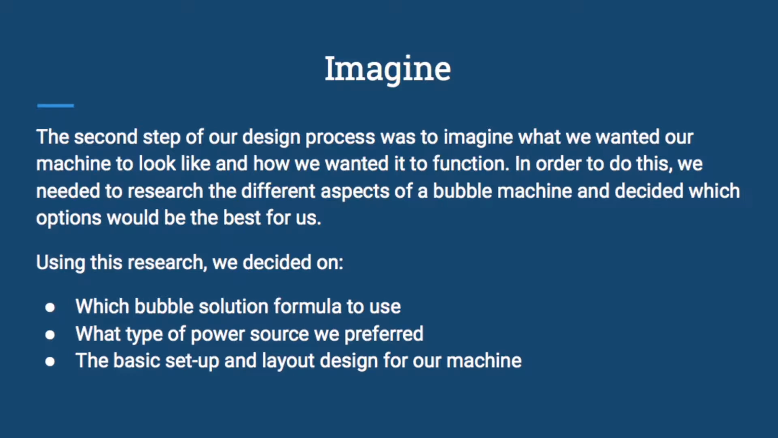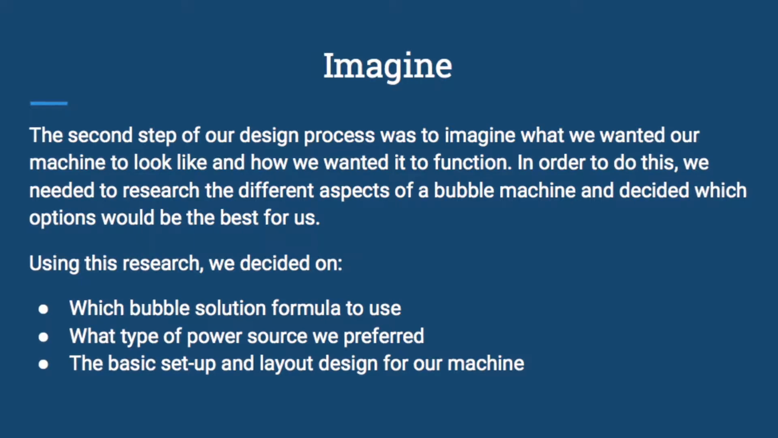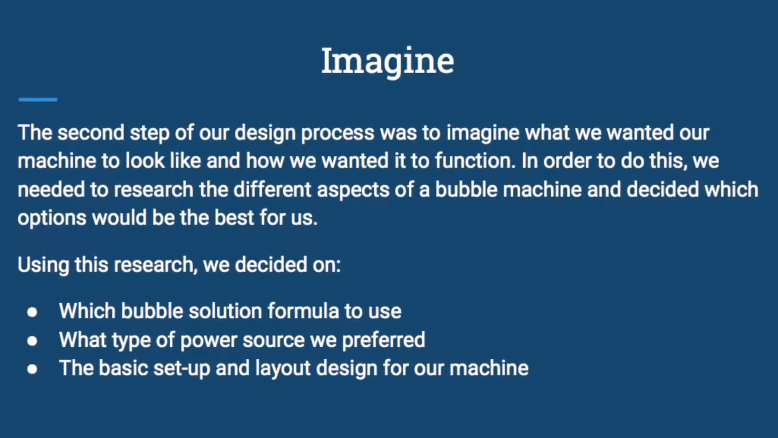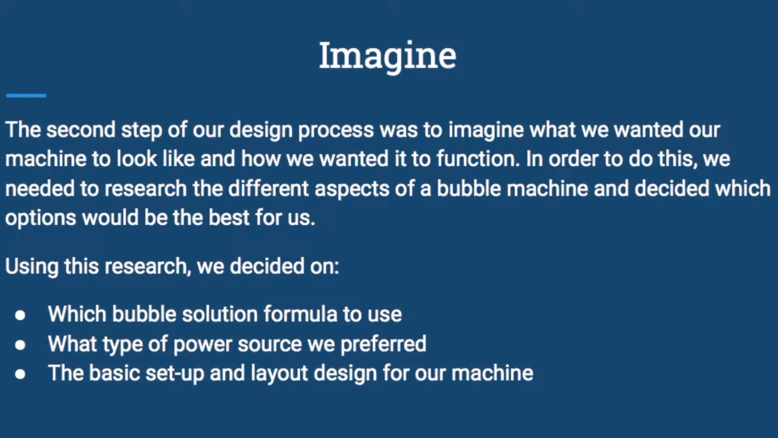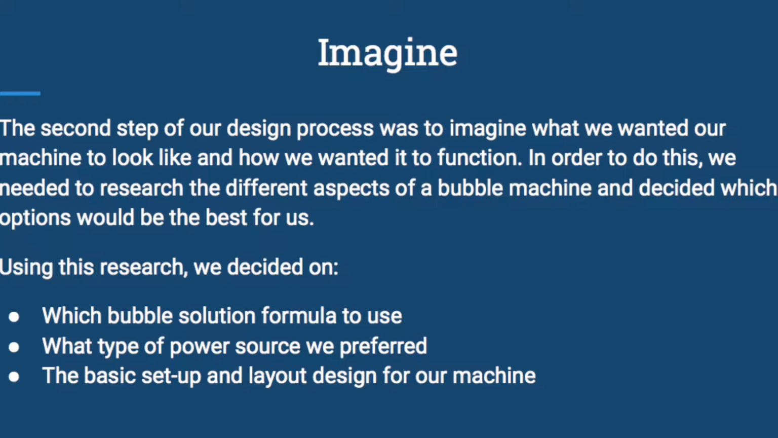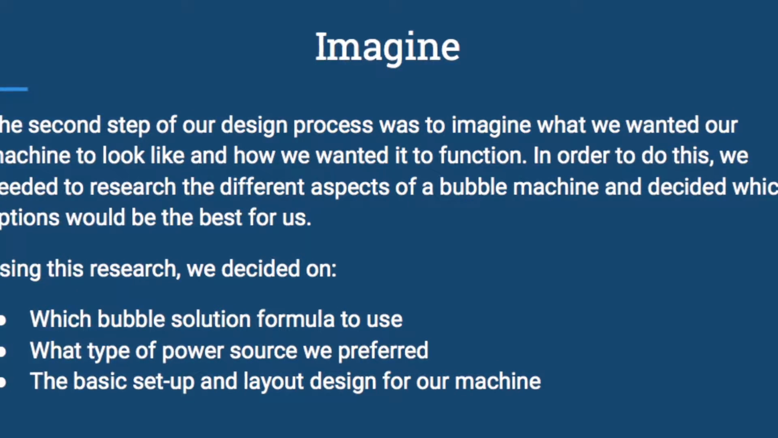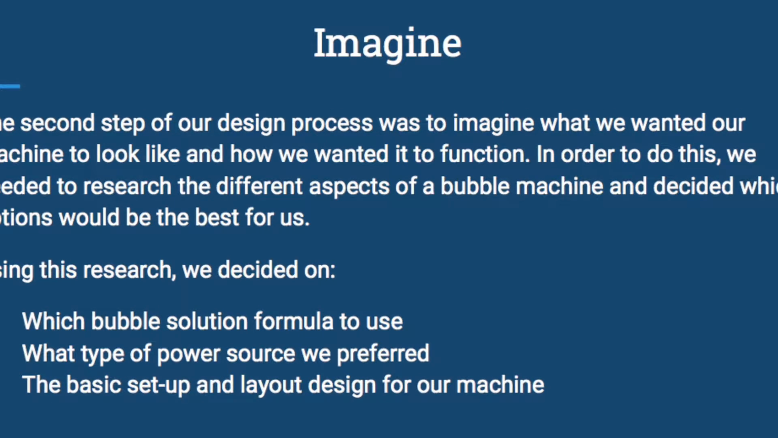The second step of our design process was to imagine what we wanted our machine to look like and how we wanted it to function. In order to do this, we needed to research the different aspects of a bubble machine and decide which options would be best for us. Using this research, we decided on which bubble solution formula to use, what type of power source we preferred, and the basic setup and design layout of our machine.